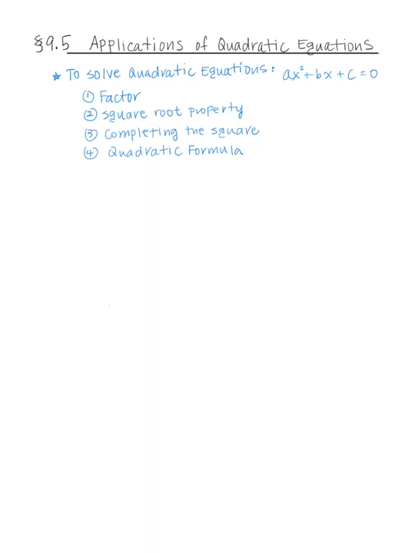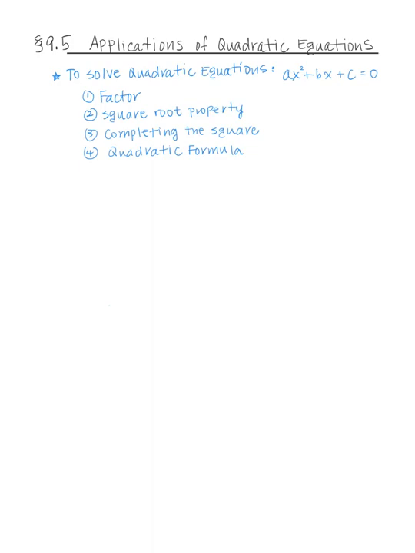Let's first review the ways that we can solve quadratic equations. Again, quadratic equations are equations of the form ax squared plus bx plus c equals 0. So method 1, factor. Method 2, apply the square root property. Method 3, completing the square. And choice number 4 would be applying the quadratic formula.